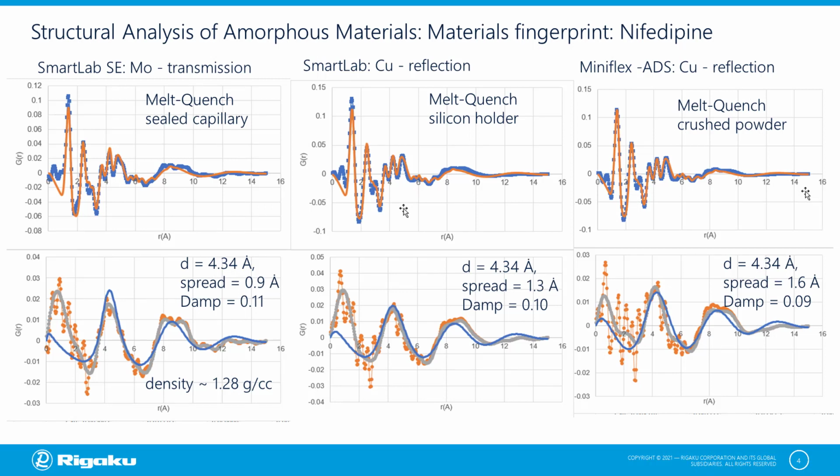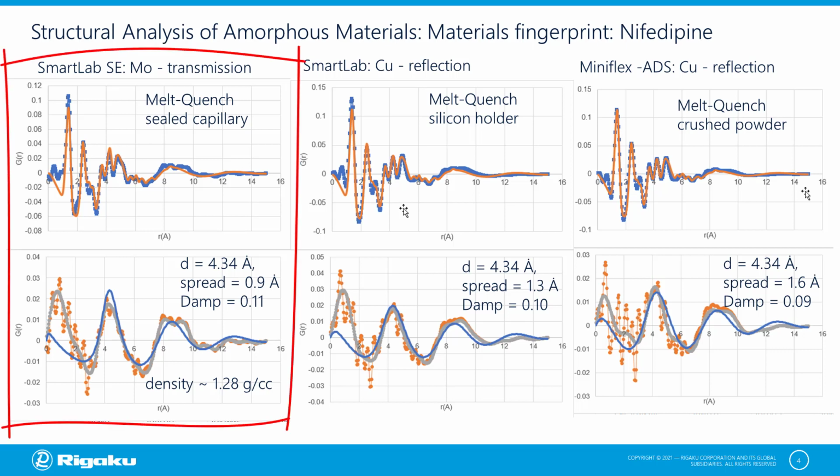As with the indomethacin data which I showed earlier, we collect data on glassy nifedipine using a variety of different instrument platforms. And this plot here shows you some of the analysis that we've performed on that data to give us the local molecular packing for glassy nifedipine. In the first figure over here on the left-hand side, this is analysis done on data collected on the SmartLab SE using molybdenum radiation in transmission through a capillary. The material is melt quenched directly in the capillary itself and then sealed. So in some ways, it's almost an ideal environment for the glassy material.